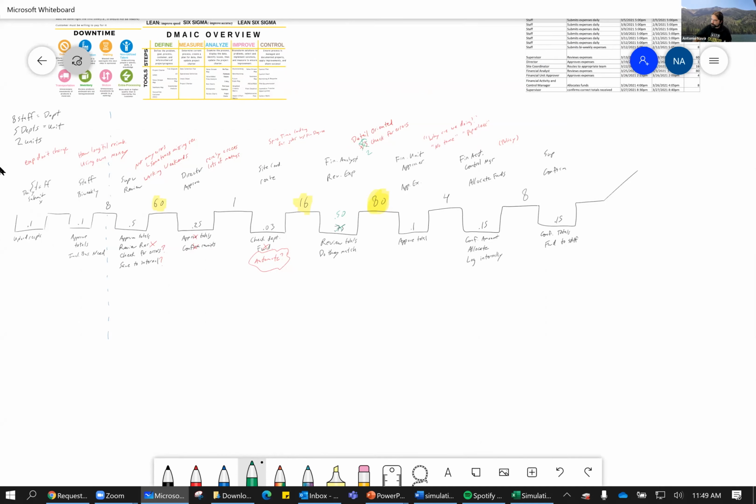Financial unit approver, approved totals. I think we're all kind of on the bandwagon here. Confirming the amounts, boom.